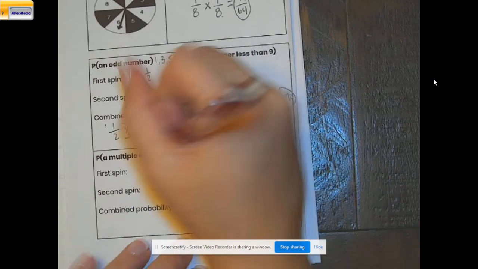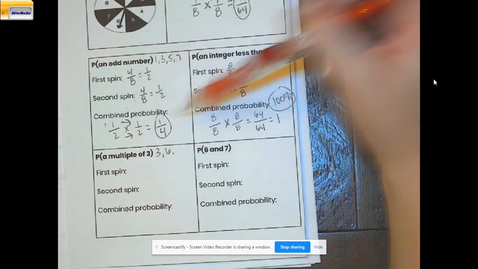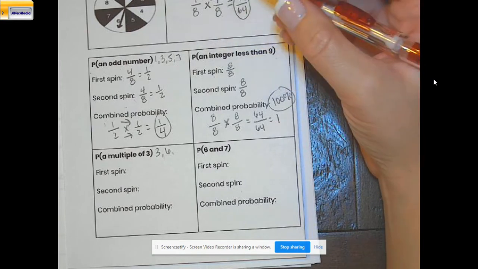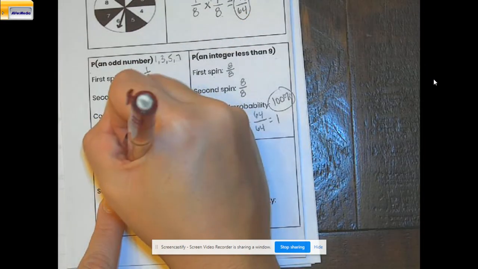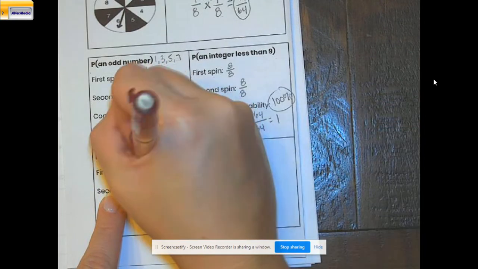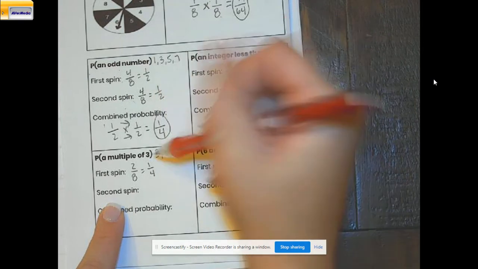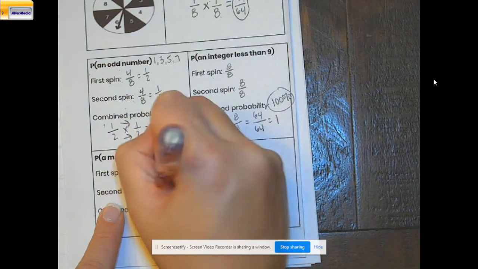Well, multiple of 3 is 3, 6, 9, 12, so on and so forth. The spinner only goes up to 8, so we can't keep going. So we'll just use our 3 and our 6. On our first spin, we want either of these two numbers. So 2 sections out of the 8 sections. That can simplify to 1/4. On my second spin, nothing has changed. I still want either of those two numbers. So I'm going to say 2 out of 8 again, which simplifies to 1/4.